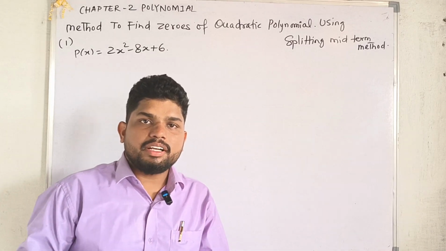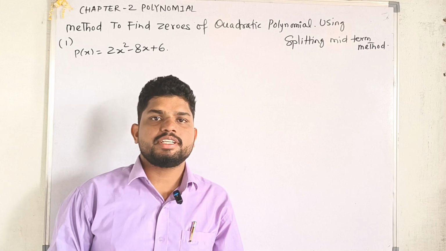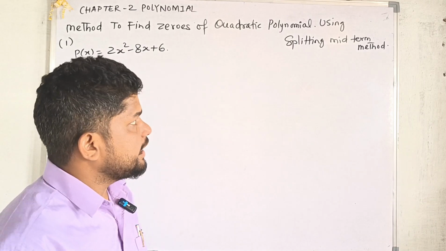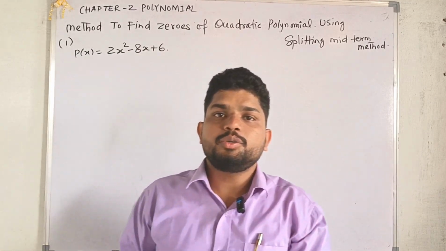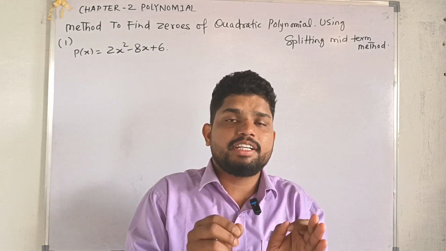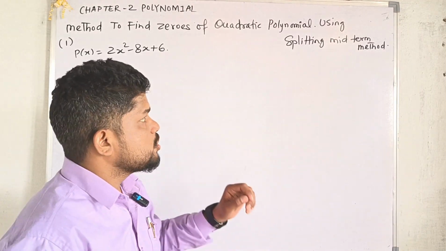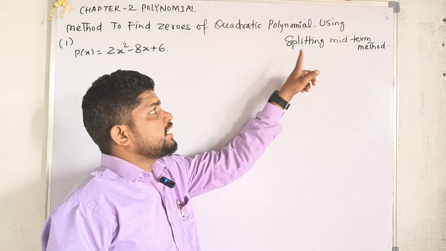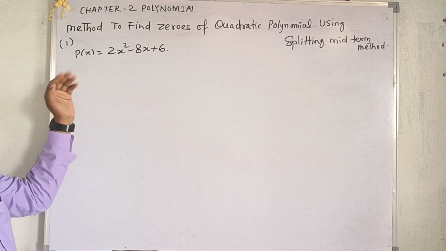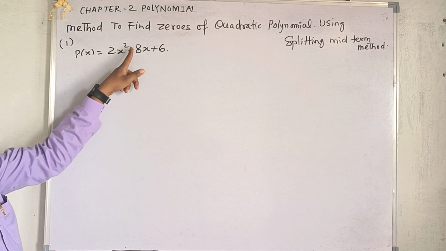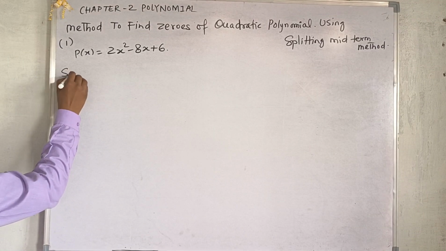Dear students, now we will learn how to find the zeros of the quadratic polynomial by using the splitting the middle term method. Here in this method, we generally try to divide the middle term in order to take the common factor and get the further factors. So let us see the method to find the zeros of the polynomial. Suppose we have the polynomial p of x, 2x square minus 8x plus 6. Here just take the solution.